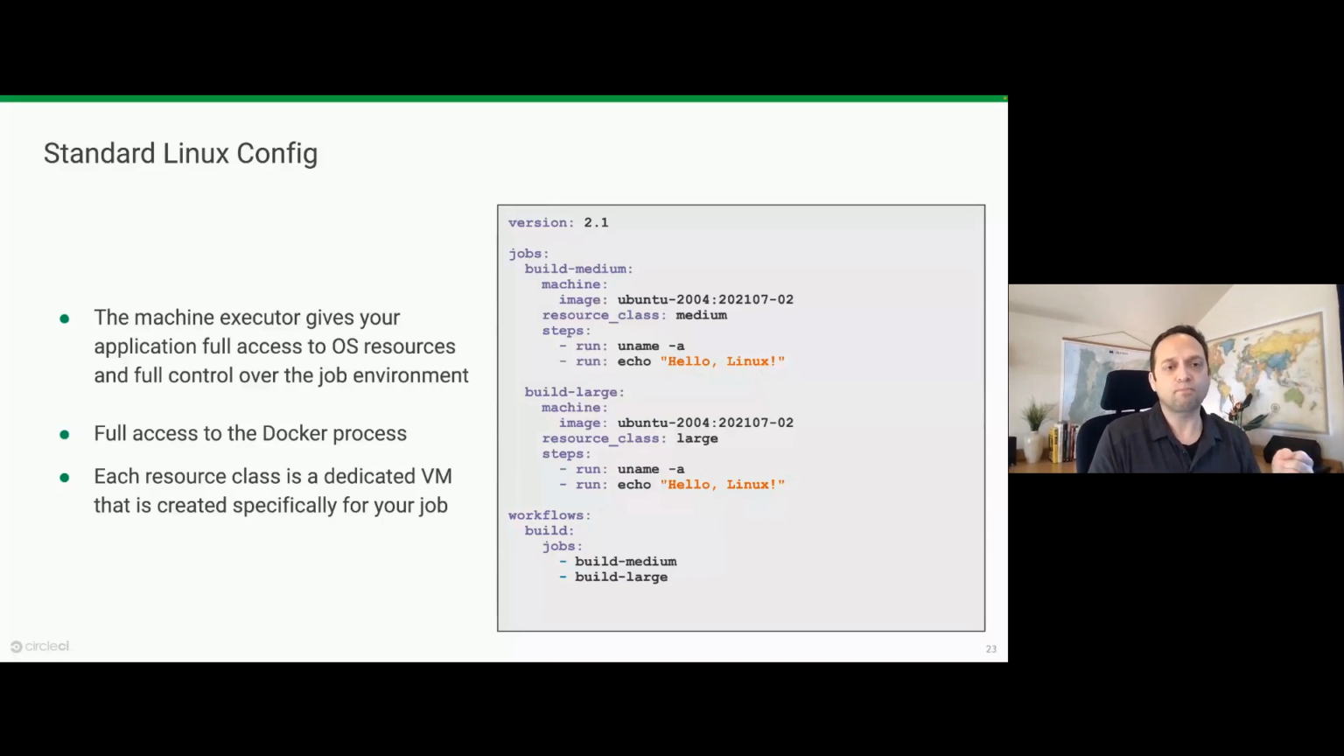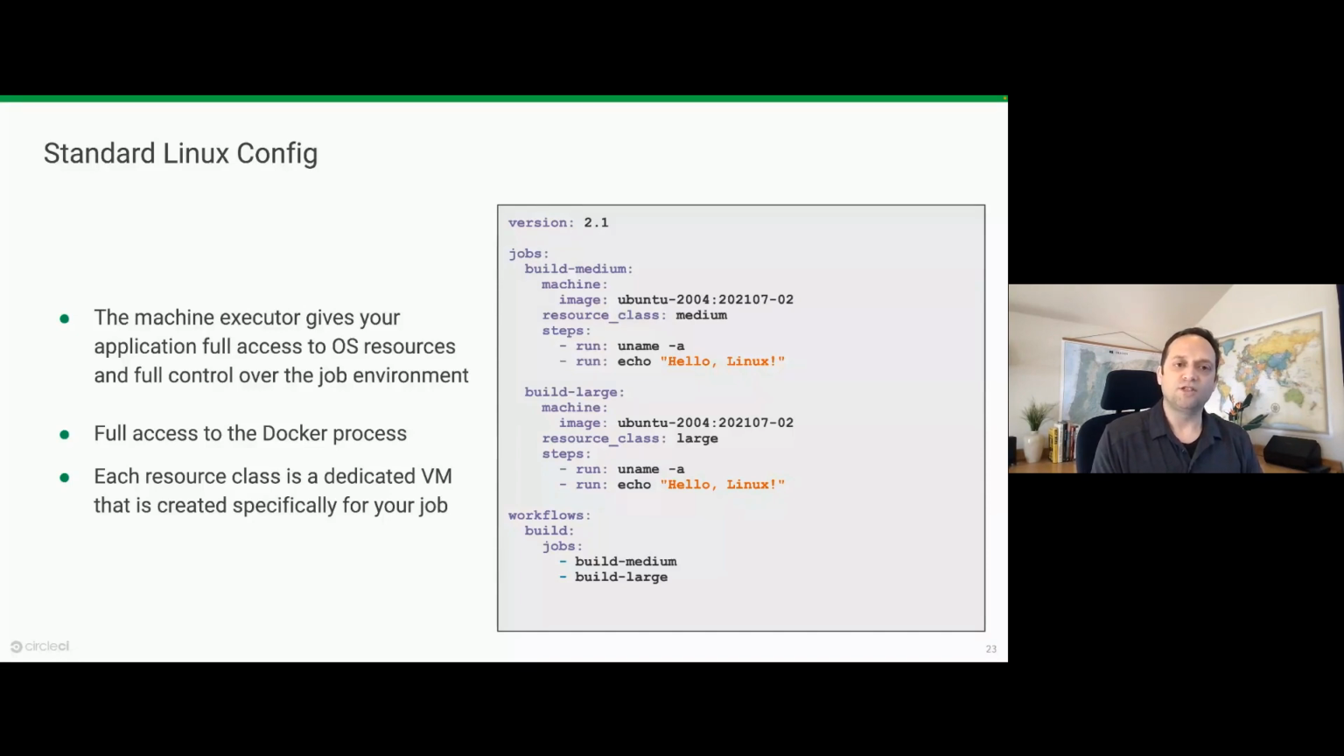Pretty straightforward. So in this case, we're setting up a machine executor. So this gives your application full access resources, full access to the Docker processes. And each resource class is a dedicated VM that's created specifically for this job. So in this case, if you take a closer look at one of the jobs, you'll see that it's a machine image, and the image in this case is Ubuntu, and the resource class is medium.